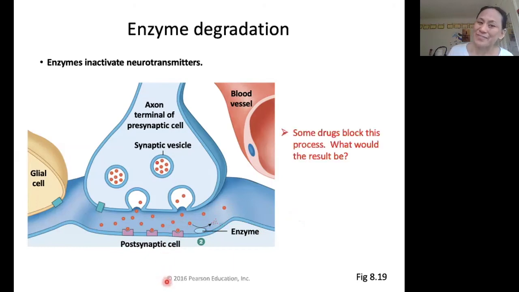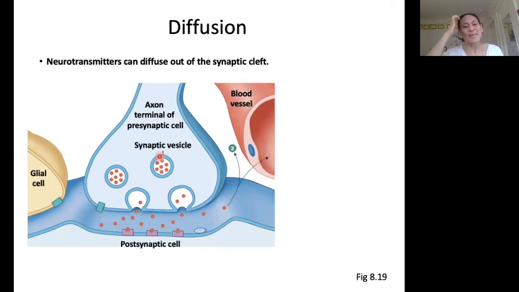And here's a question for you. Some drugs are going to block this process. So what would the result of that be? If we block the process, what effect would that have on this system here? So go ahead and take a moment to answer that question. Okay, so that's another one that we will discuss in class, right?